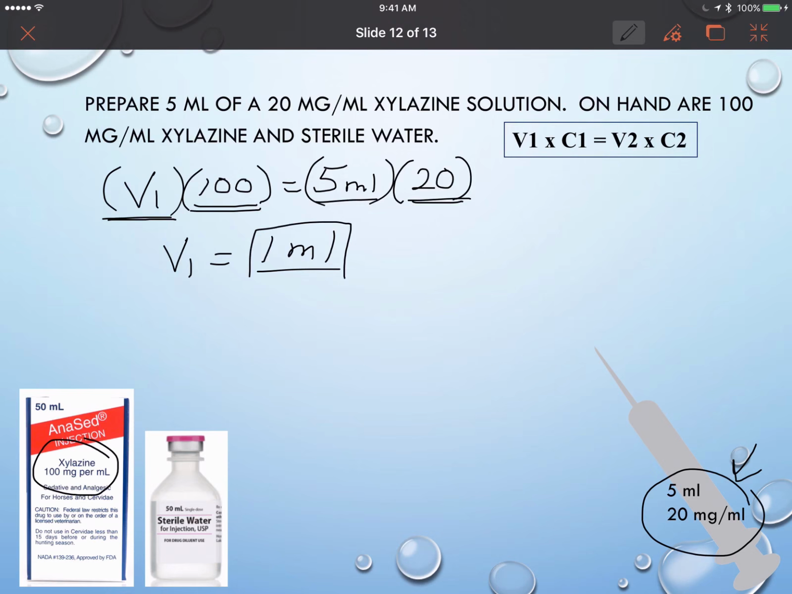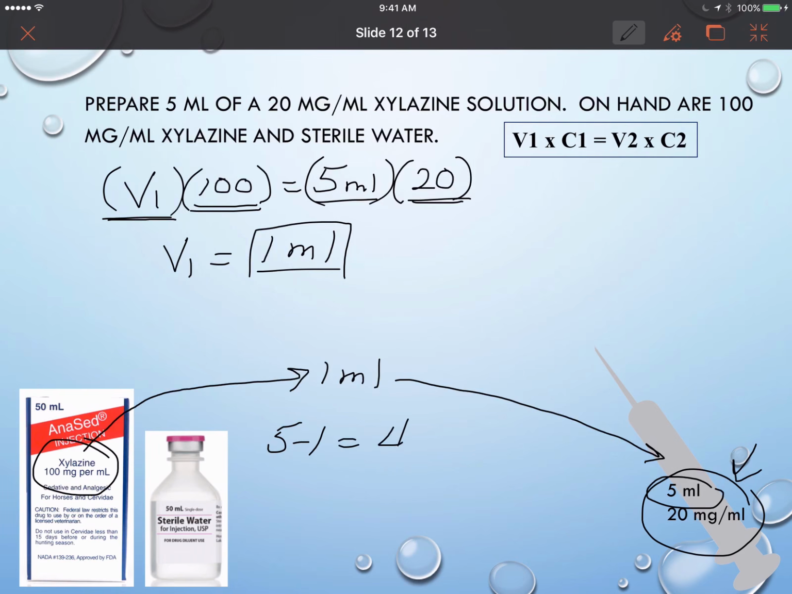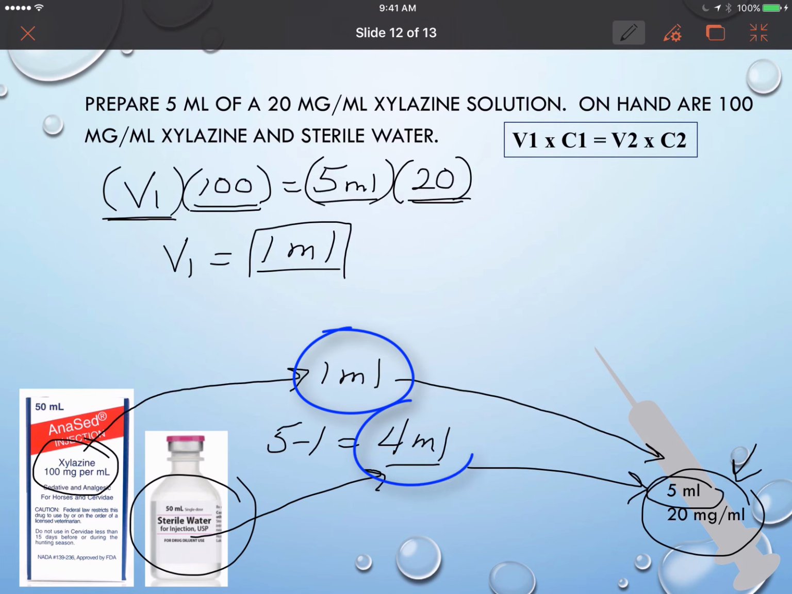So what you're going to do is take 1 mil out of this bottle here of the 100 mg per mil solution. You're going to be putting it in this syringe, but that's only 1 mil. You want to end up with 5 mils total. So you know that 5 minus 1 equals 4 mils. So where are you going to make up that 4 mils? With your sterile water. So you're going to be taking a mil of the concentrated 100 mg per mil xylazine solution, adding it to 4 mils of your sterile water, and then this will give you your final volume and concentration of solution.